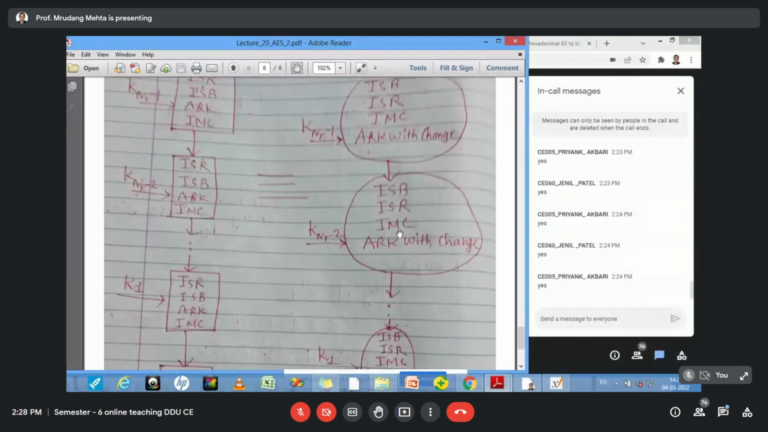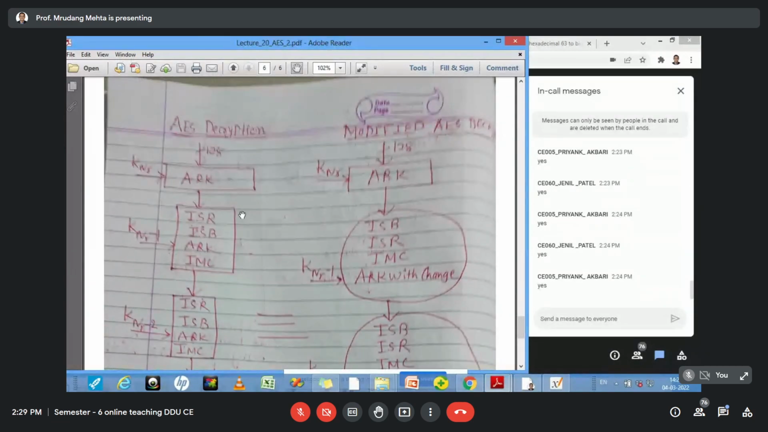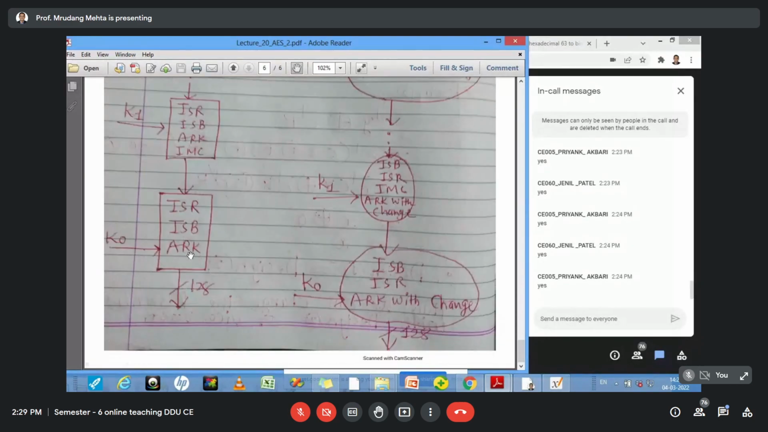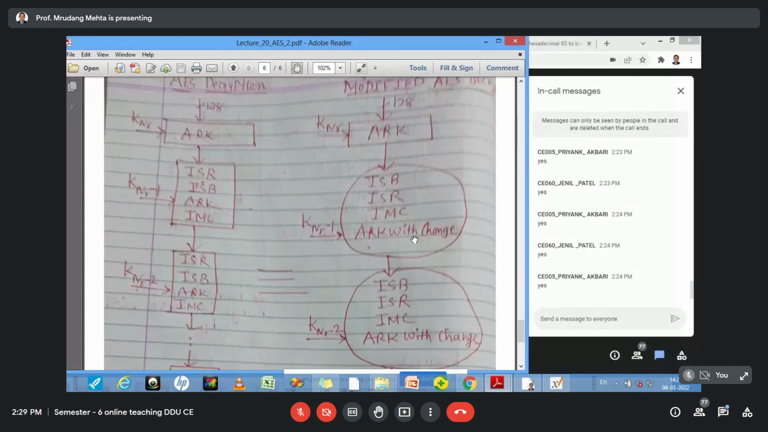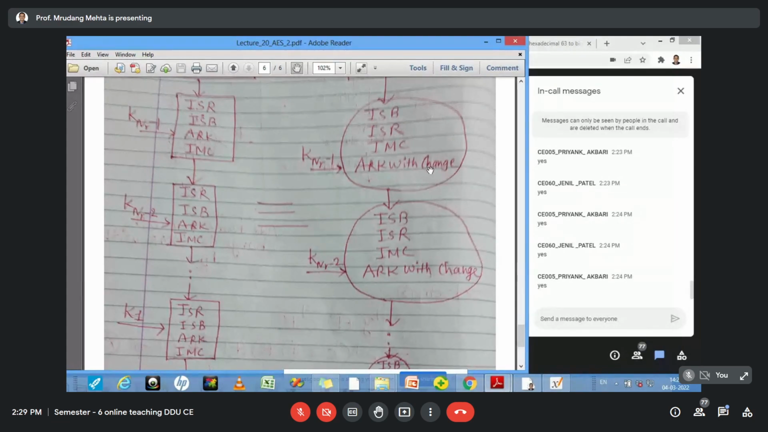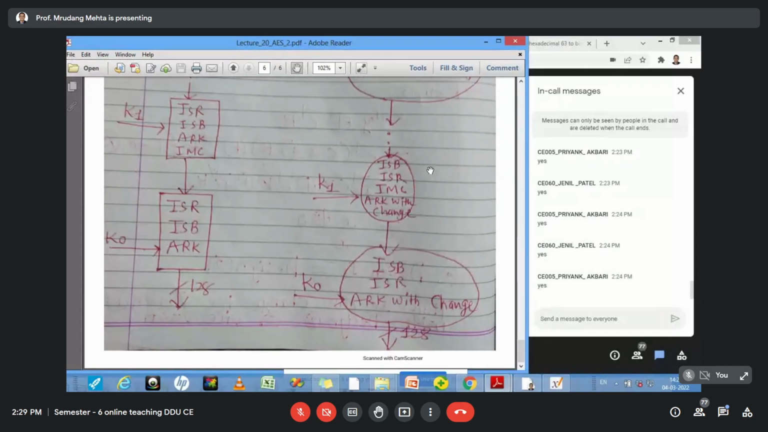Now it means that we have two decryption methods. The first decryption method is add round key, then follow these 4 steps: ISR, ISB, ARK, IMC, and like this. The second method is identical to our encryption process. So first round key, then inverse sub-byte, inverse shift right, inverse mix column, and ARK with change. So these two designs are the same. The only thing is that this second design is more identical to our encryption process. Is this understood? But we have to remember that here we have used add round key with change. Is this clear? All of you, please respond.